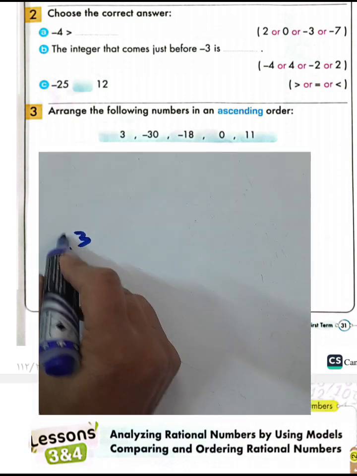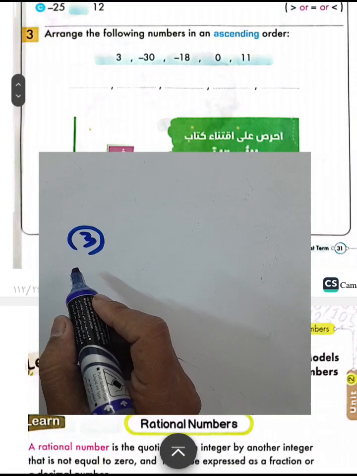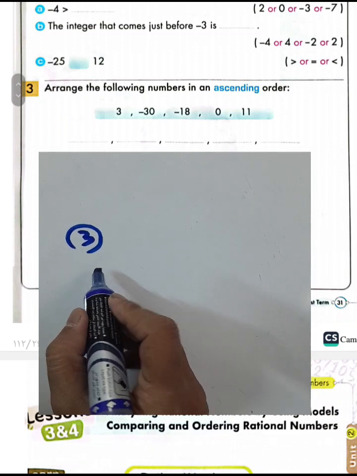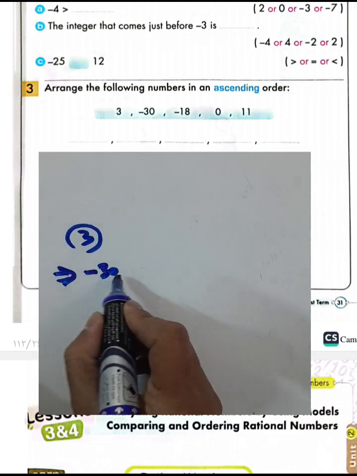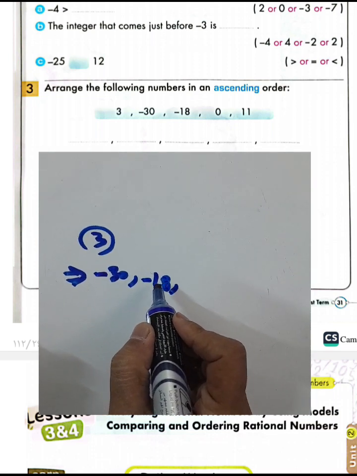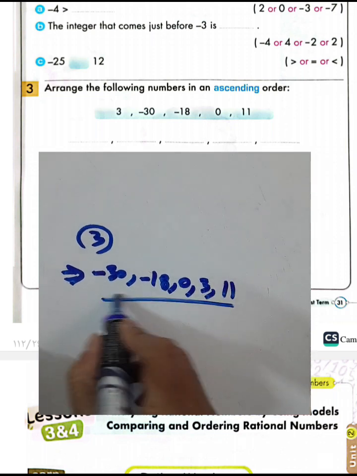Question number 3. Arrange the following numbers in ascending order. Ascending means from least to greatest. Write negative 30 from left hand side to right hand side, negative 18, 0, 3, 11. Okay, arrange all the numbers.